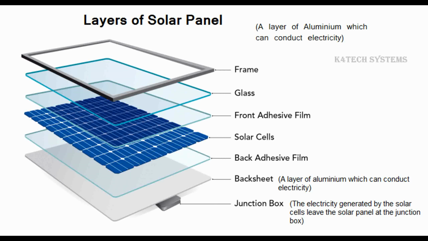How is a solar panel constructed? Now you will see each layer in a solar panel. In the middle, in blue color, you will see the solar cells. Our subject is when sunlight strikes the solar cells, how it is converted to electrical energy.